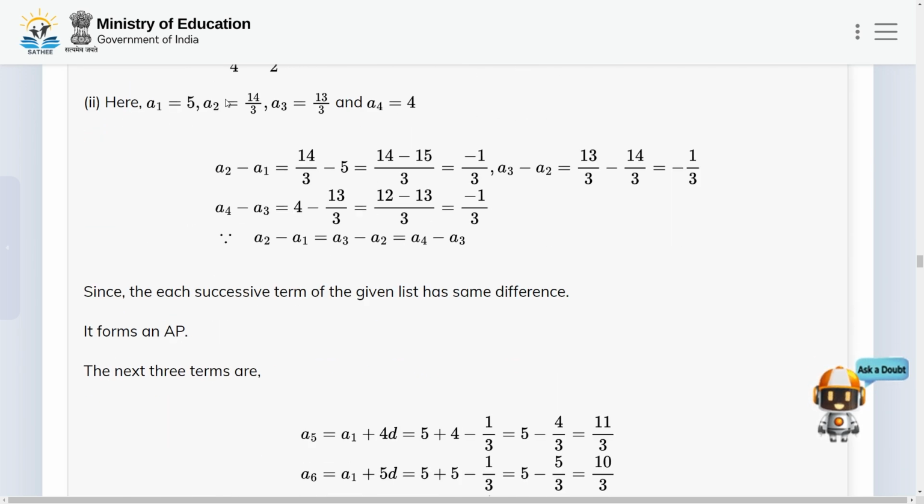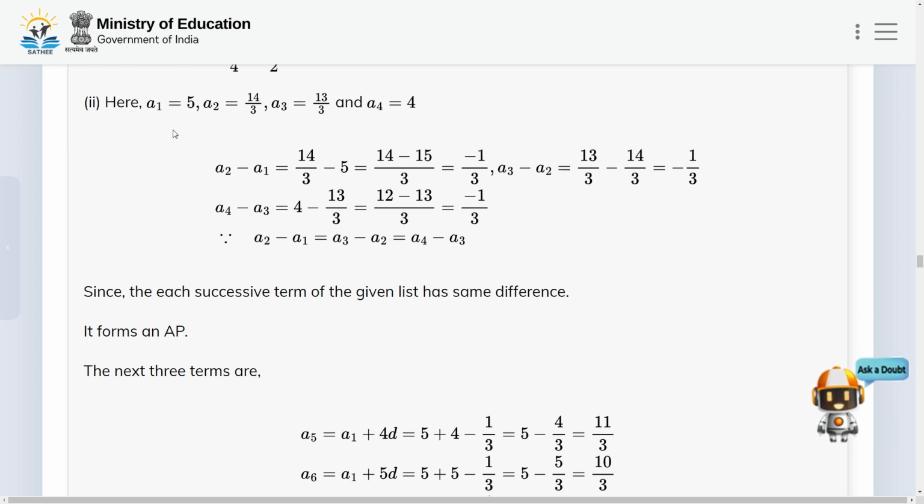In the second one, the first term a1 is equal to 5, the second term a2 is equal to 14 by 3, the third term a3 is equal to 13 by 3, and a4 is equal to 4. So a2 minus a1 is equal to 14 by 3 minus 5, which is 14 minus 15 by 3, that is minus 1 by 3. And a3 minus a2 is equal to 13 by 3 minus 14 by 3, which is minus 1 by 3. And a4 minus a3 is equal to 4 minus 13 by 3, which is 12 minus 13 divided by 3, that is minus 1 by 3.